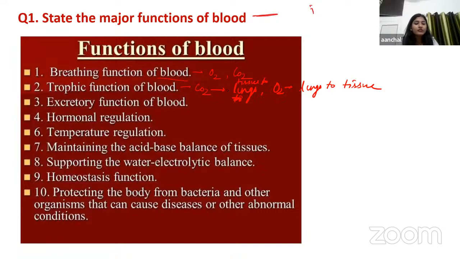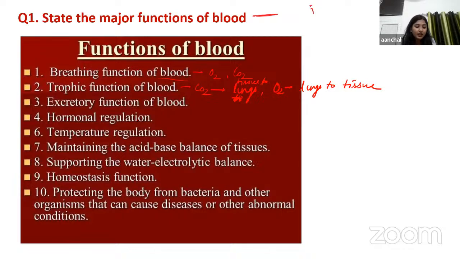Okay, then next we have the excretory function. In the excretory function, we learn that waste products in the tissues that are produced during various metabolic activities are removed by blood and carried to excretory organs, like kidney, skin, and liver, for excretion, right? Then next we have the hormonal function. As we know, blood carries various hormones and various enzymes. So blood functions as a transport medium, right?